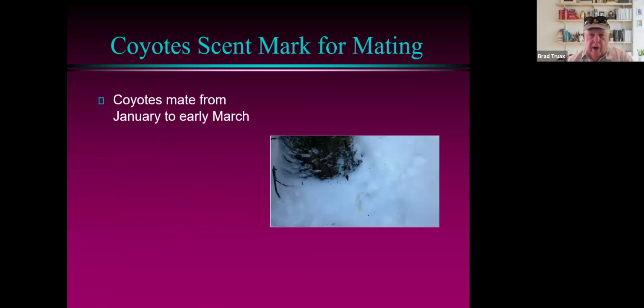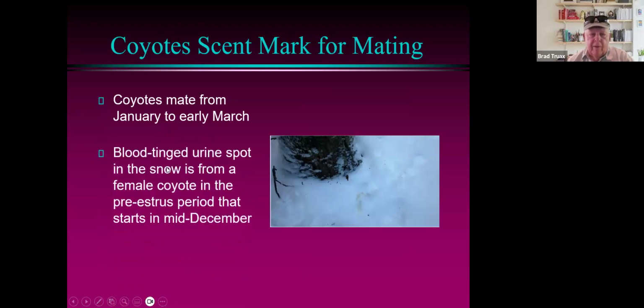Coyotes also scent mark for mating. Their mating season is between January and early March. But before that, in the pre-estrus period that starts in mid-December, there's a blood-tinted urine spot left in the snow by a female coyote. You can barely make out the reddish color here, but this was from a female coyote who urinated there, and the blood tinge is highly characteristic of a coyote.